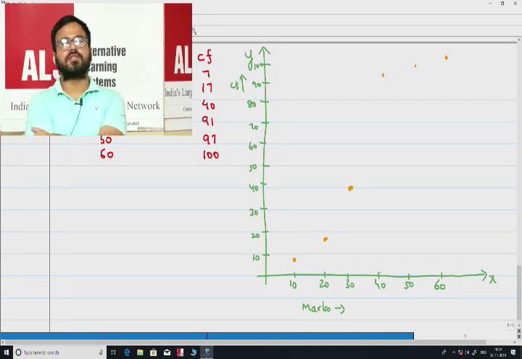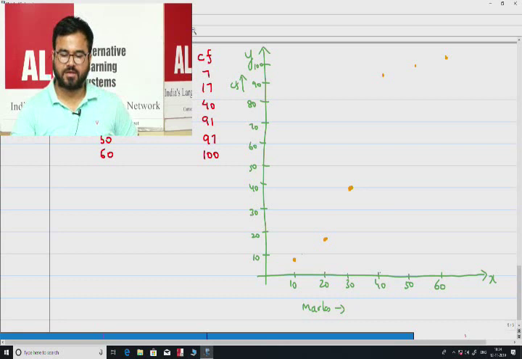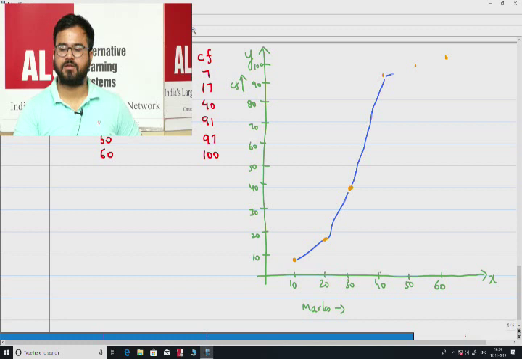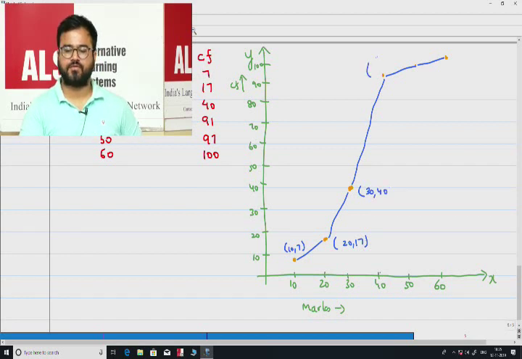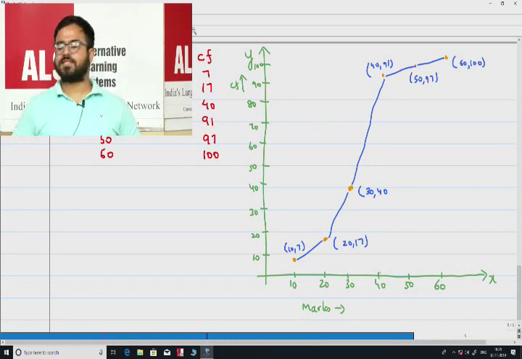Now what you have to do is just join these points, and make sure you join them with the help of a scale. So it should look like line segments. And you can name the points 10, 7; 20, 17; 30, 40; 40, 91; 50, 97; and 60, 100.